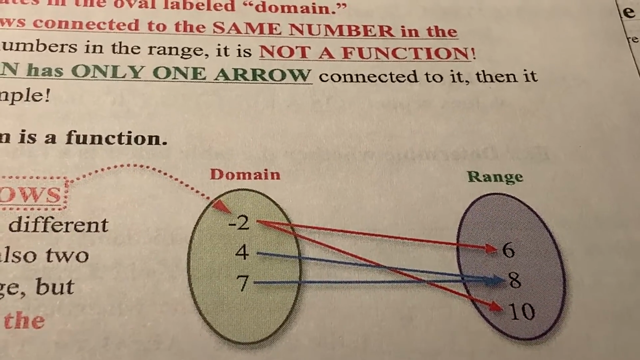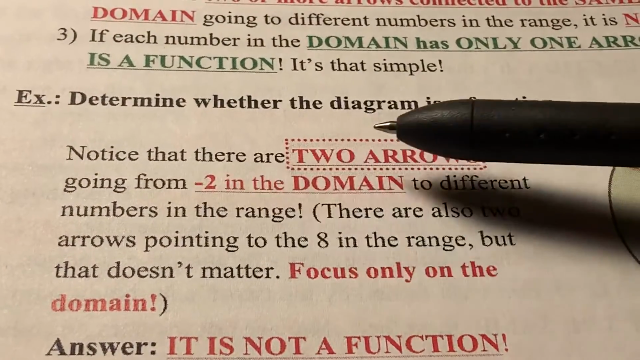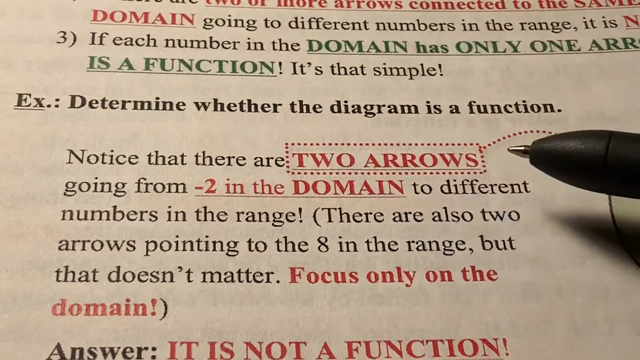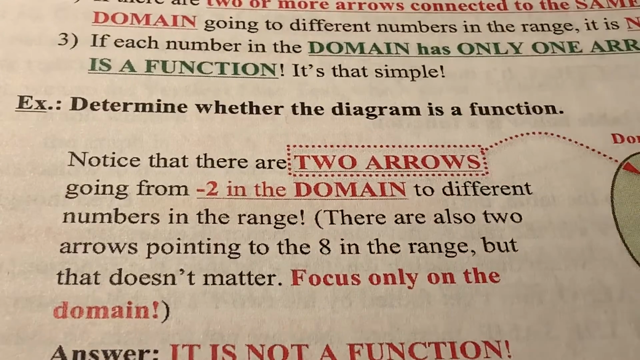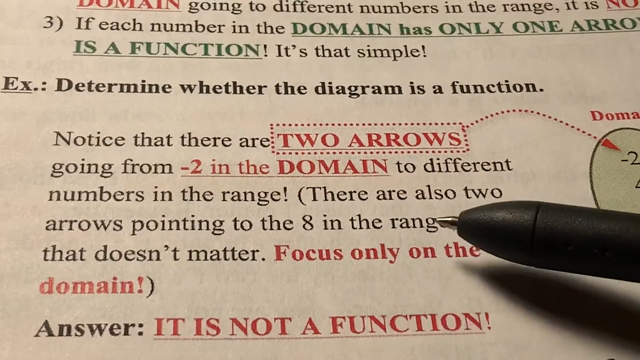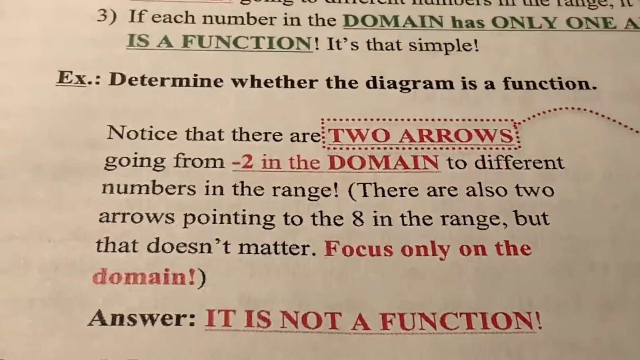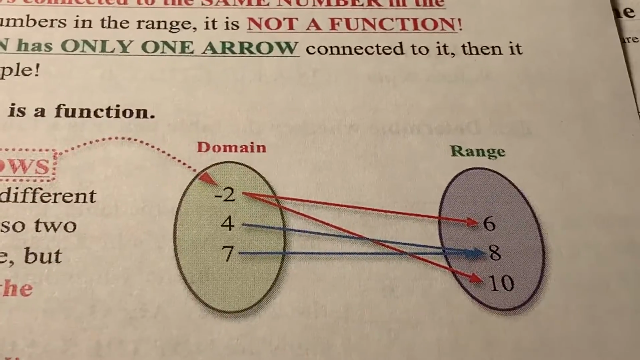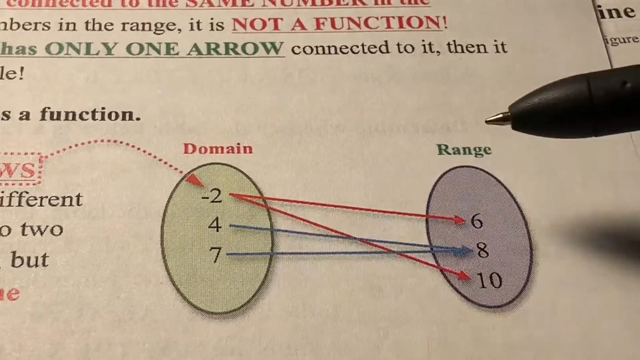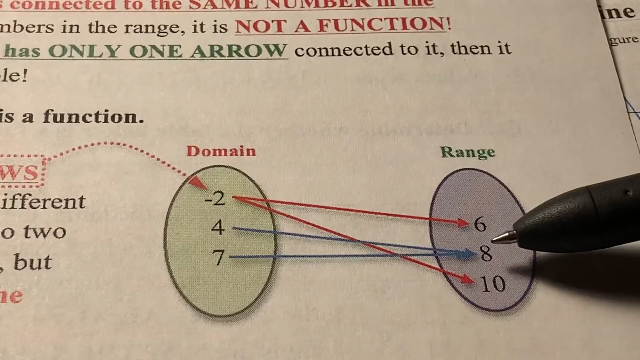It's that simple, okay? Let's read this explanation really quick. Notice that there are 2 arrows going from -2 in the domain to different numbers in the range. There are also 2 arrows pointing to the 8 in the range, but that doesn't matter. Focus only on the domain. So in other words, let me explain that part real quick. Some of you might say, Mr. Barbier, I knew it wasn't a function. And I say, well, why? Because you have the 4 and the 7 pointing to the 8. That means it's not a function. That's not true, okay? Let me be very clear about that.